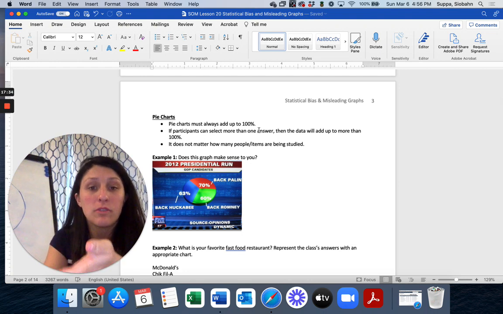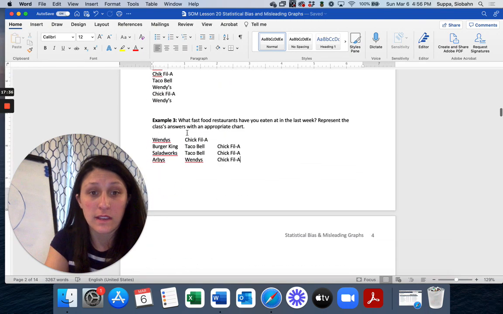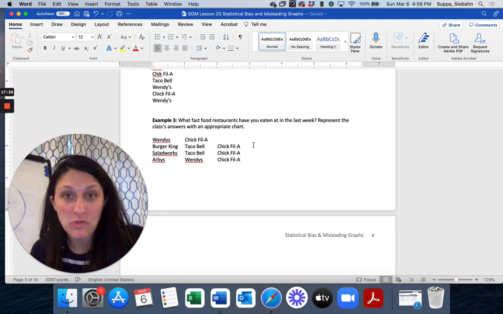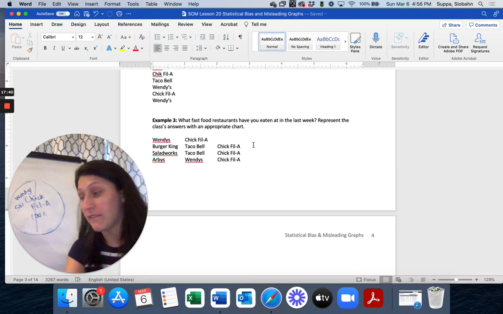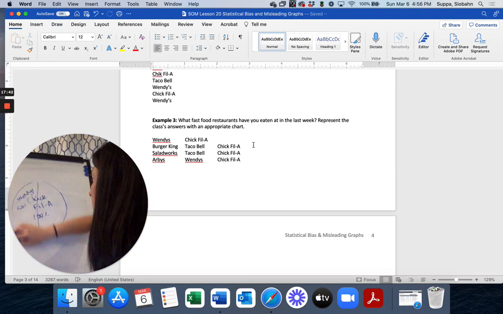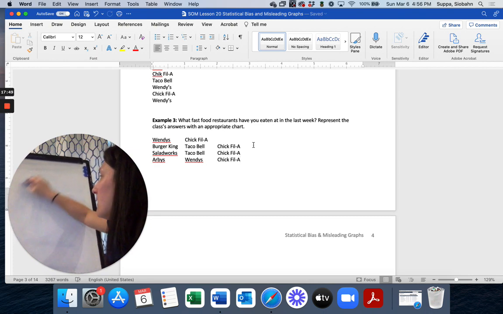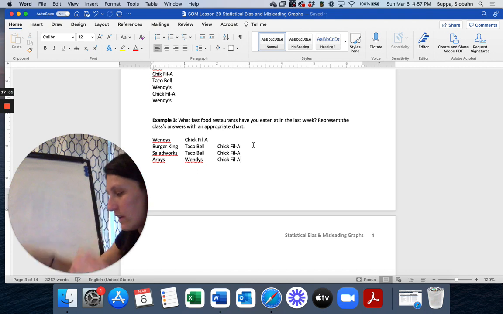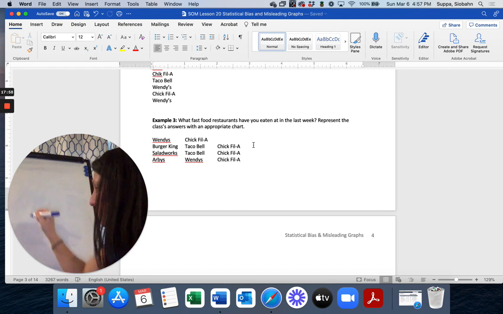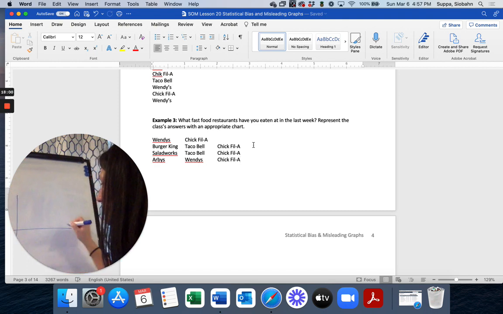So if your participants could give more than one answer, like in this example, a more appropriate chart would be a bar graph. So I'll erase this. And again, it doesn't matter how many people were participating, right? Like in that case, there were 4 people that I hypothetically surveyed. And it doesn't matter if there were 100 people. Having more people is not going to change the fact that if you can give more than one answer, a bar graph will be a better representation.